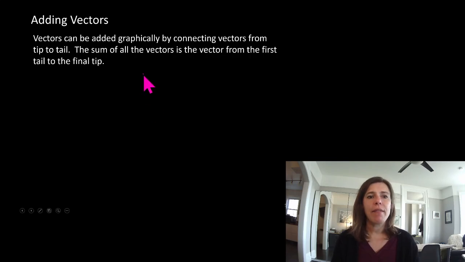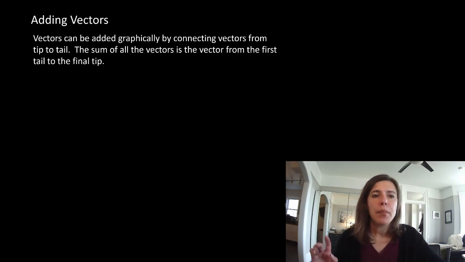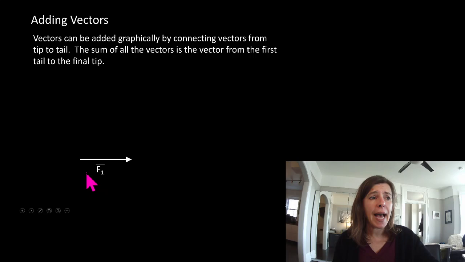So adding vectors graphically is something that we call tip to tail. So we sum all of the vectors up by drawing from the first tail to the final tip. I always think it should be called tail to tip rather than tip to tail. It bugs me a little bit. But here's what I'm talking about.